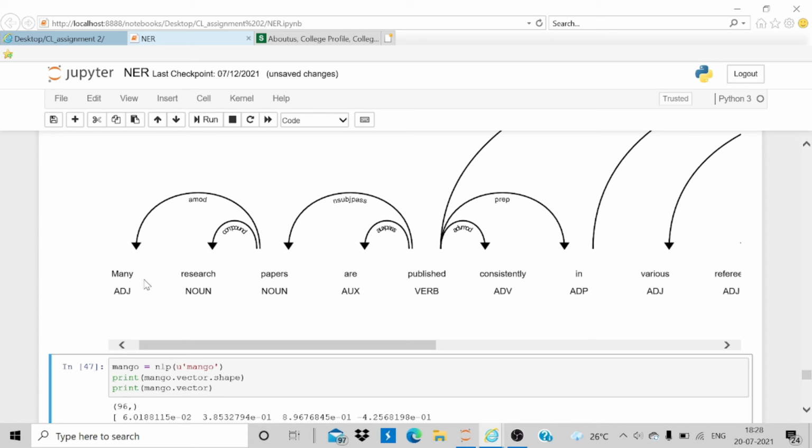Okay, now we will take the sentence: many research papers are published. So papers, research is the compound word for the papers. Likewise, published is an auxiliary passive for are. Okay, and then papers, it is the noun subject passive. Okay, so likewise, dependency and the relationships can be visible here.